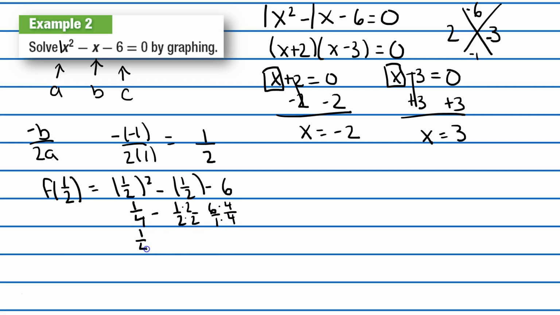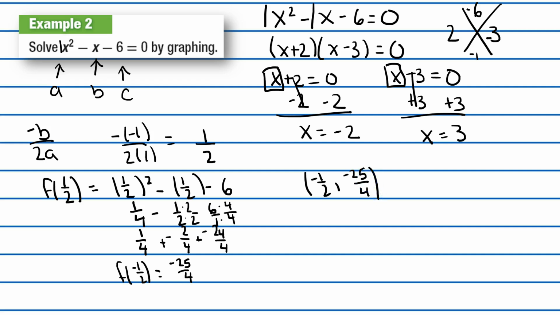So we have 1/4 minus 2/4 minus 24/4. And then that's going to simplify to negative 25/4. And that's f of 1/2. Alright, so this gives you your vertex. So we have x to be 1/2, and we have y as negative 25/4.